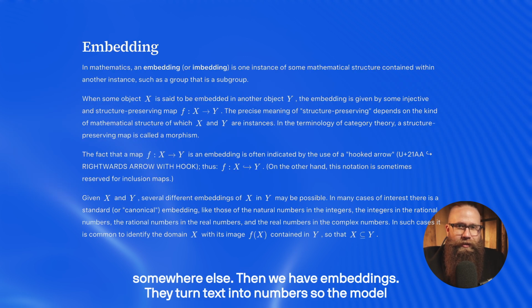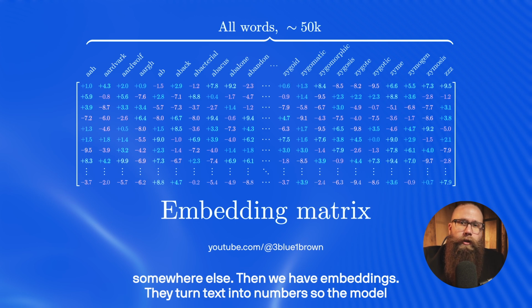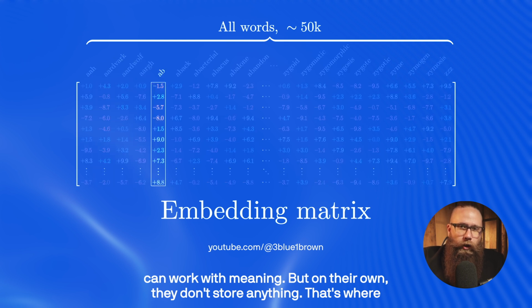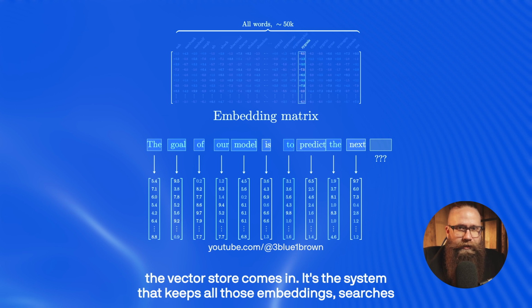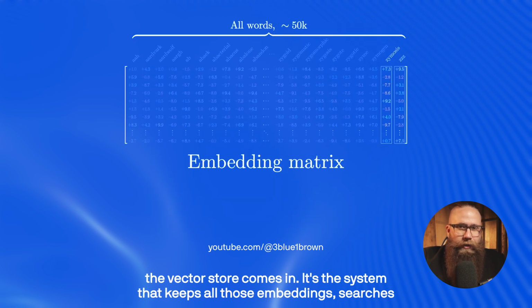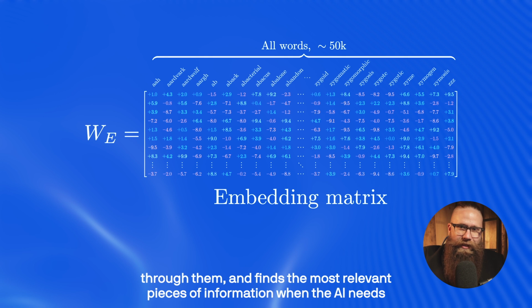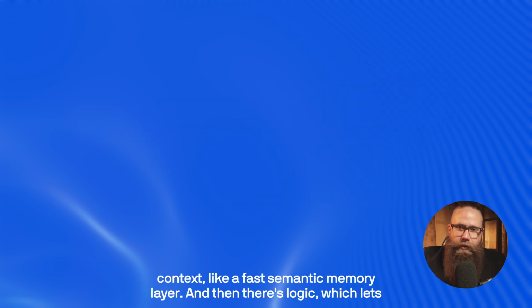Then we have embeddings. They turn text into numbers so the model can work with meaning. But on their own, they don't store anything. That's where the vector store comes in. It's the system that keeps all those embeddings, searches through them, and finds the most relevant pieces of information when the AI needs context, like a fast, semantic memory layer.